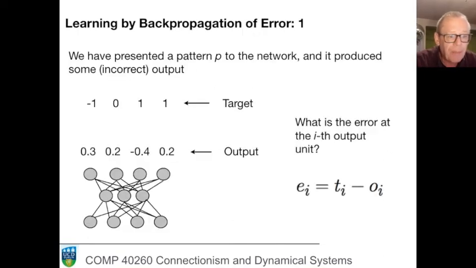So let's begin. Suppose we've presented a pattern P to the network and it produced some output, and we wanted it to produce -1, 0, 1, 1. But the output we actually got was 0.3, 0.2, -0.4, and 0.2. Lousy. So there's a lot of error here. We can enumerate the error for each of the output units separately. The error is always simply the difference between what we wanted, the target, and what we got, the output. So that's a simple subtraction.